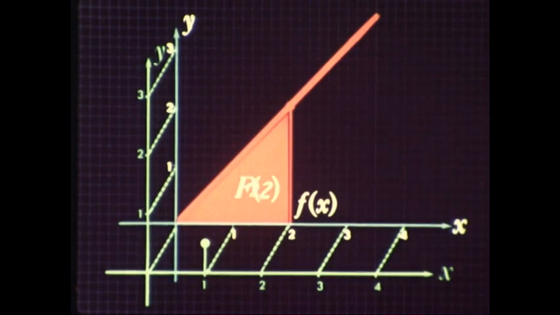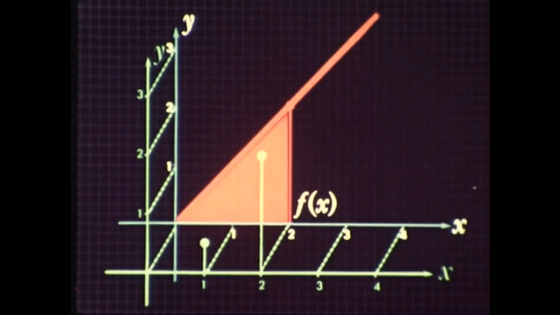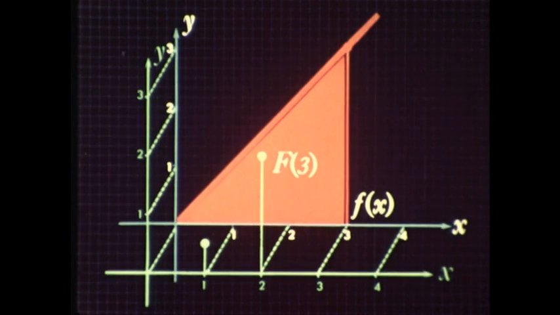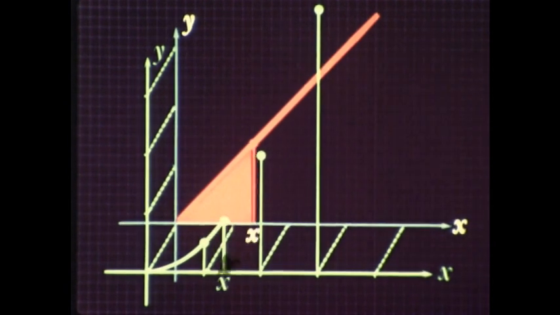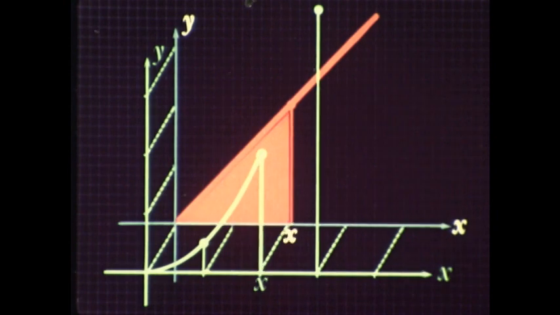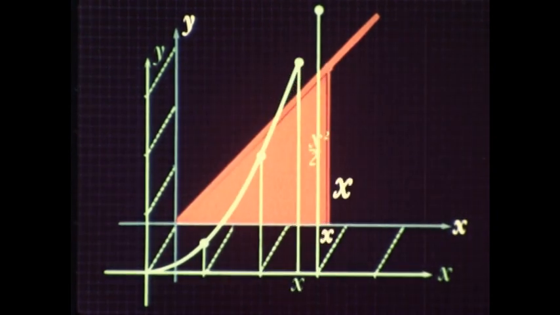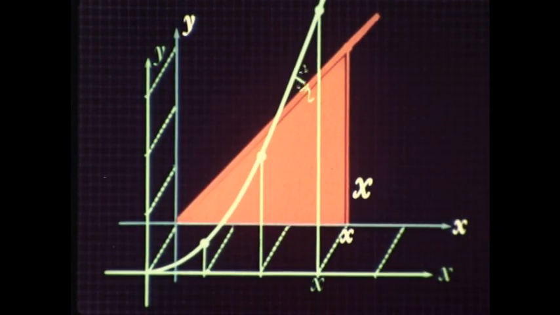Cap F of 2 is 1/2 of 2 times 2, which is 2. Cap F of 3 is 1/2 of 3 times 3, or 4.5, and so on. In short, for any x, cap F of x is 1/2 x times x, or x squared over 2. So its graph is the parabola y equals x squared over 2.